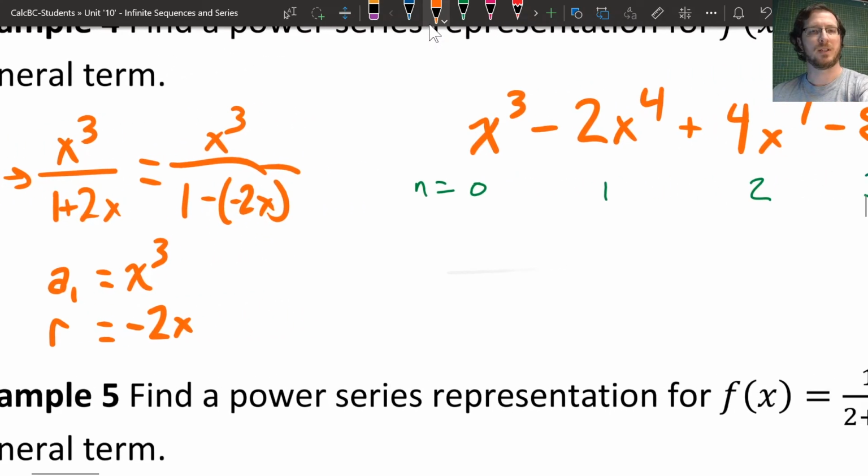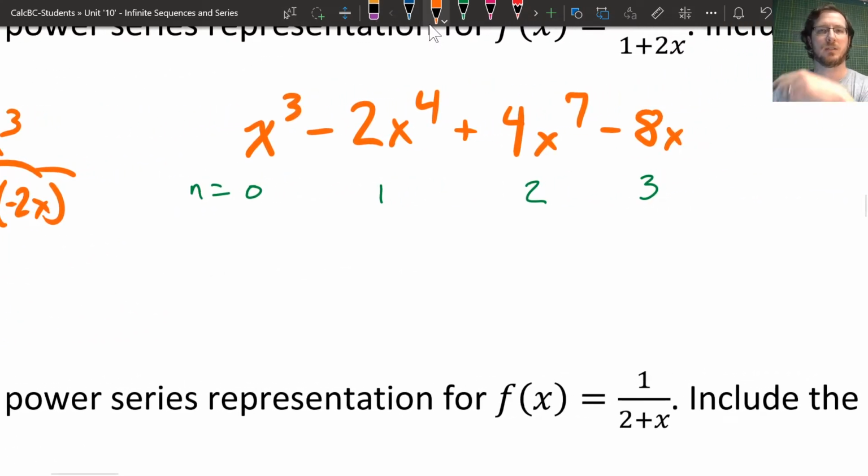We're multiplying by negative 2x, not x cubed, Mr. Flory. Let's fix that. All right, so times 2x, I got that. That should be x to the 5th. X to the 6th, and so on. All right, sorry about that.